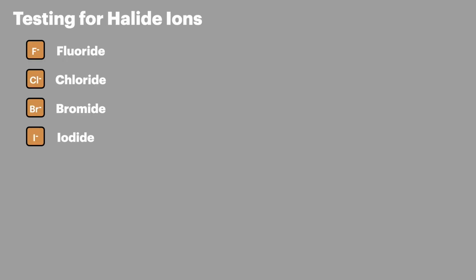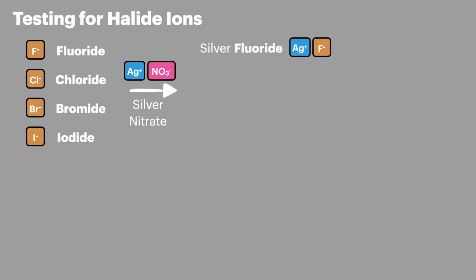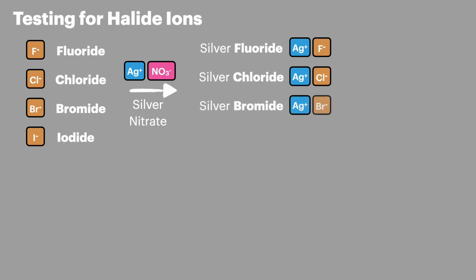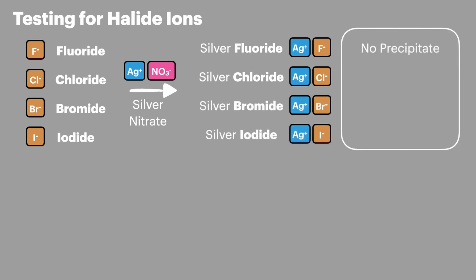Now, to test for those halide ions, fluoride, chloride, bromide, and iodide, we're going to react them with silver nitrate. These will form silver halides, silver fluoride, silver chloride, silver bromide, and silver iodide. Three of these form precipitates, and this is the most important bit to take away from this lesson. Silver chloride is a white precipitate, silver bromide is a cream precipitate, and silver iodide is a yellow precipitate.